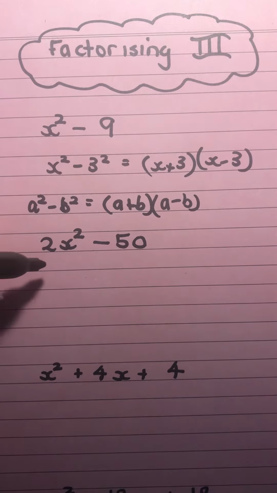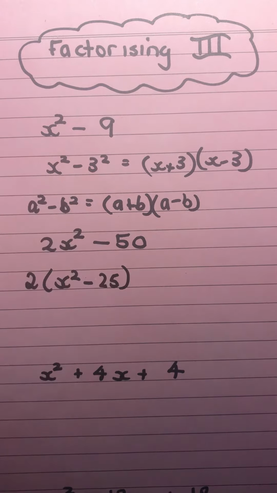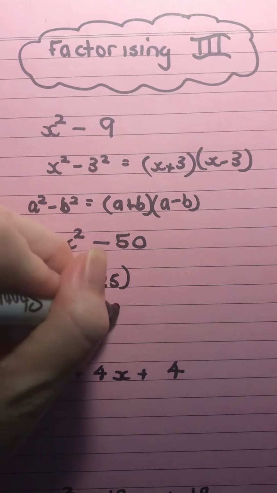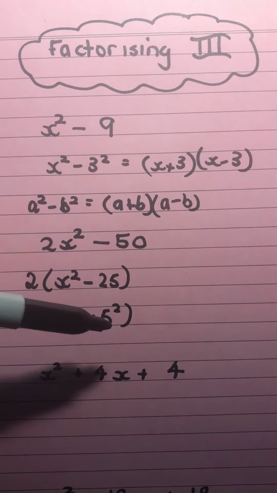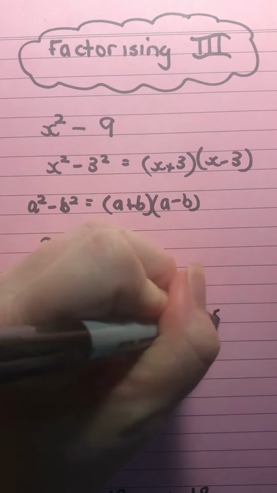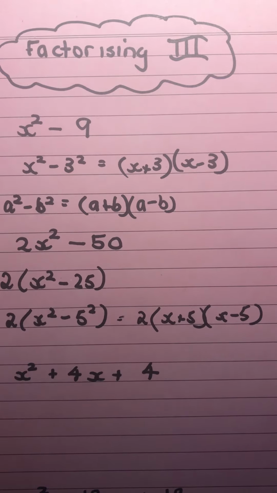Having a look at the next one, it doesn't quite fit the difference of two squares, but I'm going to try taking a common factor out. So I can put 2 outside of x squared minus 25, and now it is in the pattern of difference of two squares because I have x squared minus 5 squared. So I can then write that as 2 outside of x plus 5, x minus 5. So that's my factorised version of that.